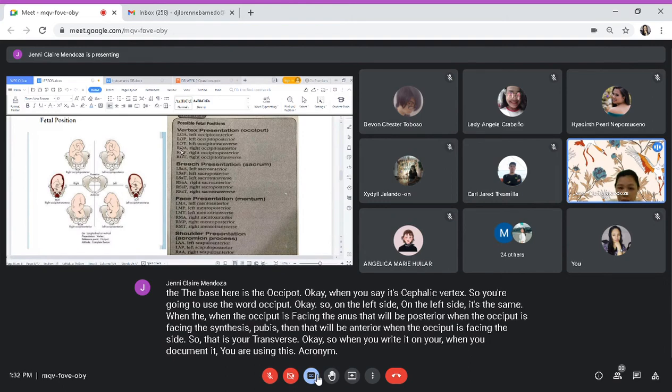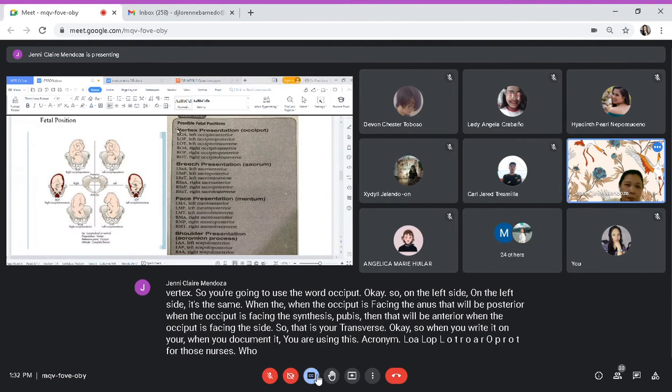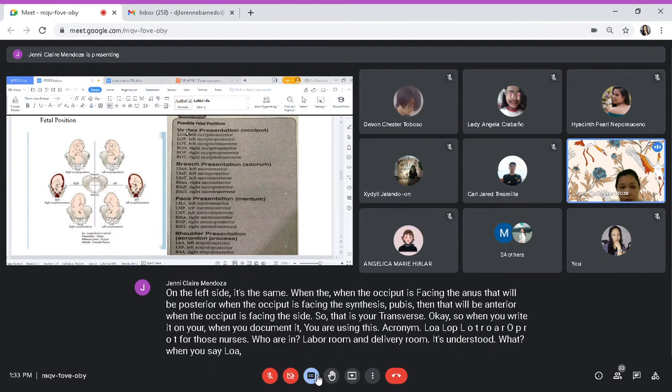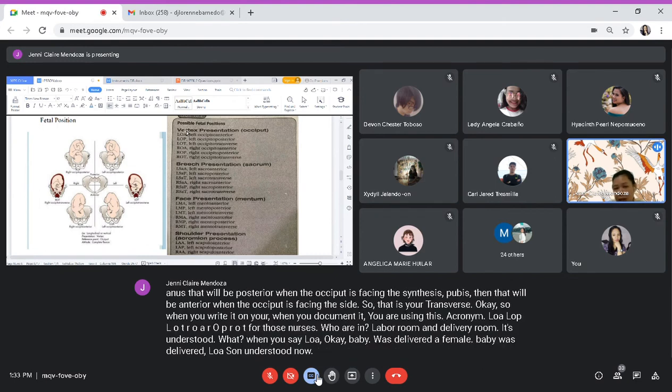When you document it, you are using these acronyms: LOA, LOP, LOT, ROA, ROP, ROT. For those nurses who are in the labor room, in the delivery room, it's understood when you say LOA. Baby was delivered, female, LOA, at 10:15 a.m. That's how you write it.